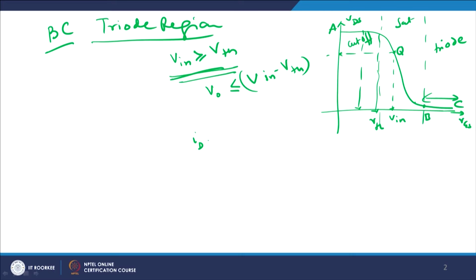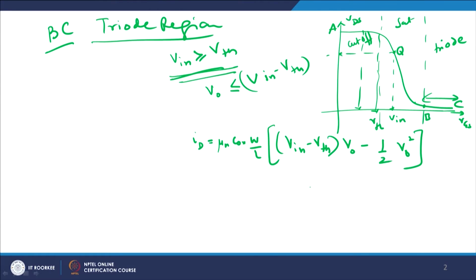Your idea was that VDS should be greater than or equal to VGS minus VTH for saturation, but once your V out falls below V in minus VTH, the condition for saturation will not be applicable. Now, the device will start behaving like a resistive device, and therefore I can write ID equals mu n C oxide W by L into V in minus VTH into VO minus half VO square. I will tell you why.